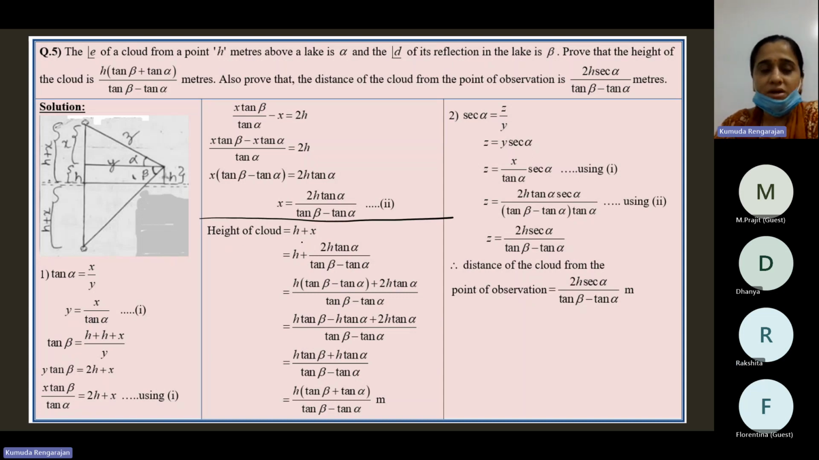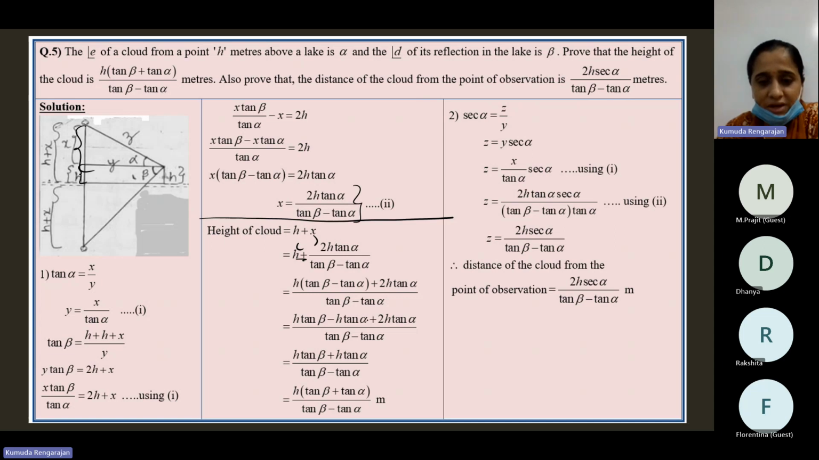So now the height of the cloud is h plus x. H plus x, and we found x. X is this one. So h plus, write this one. Now, of course, you'll have to take the common denominator, so tan beta minus tan alpha. Common denominator means this one should be multiplied: h into tan beta minus tan alpha, then plus 2h tan alpha. Open the bracket. So h tan beta, minus h tan alpha, plus 2h tan alpha, by tan beta minus tan alpha.